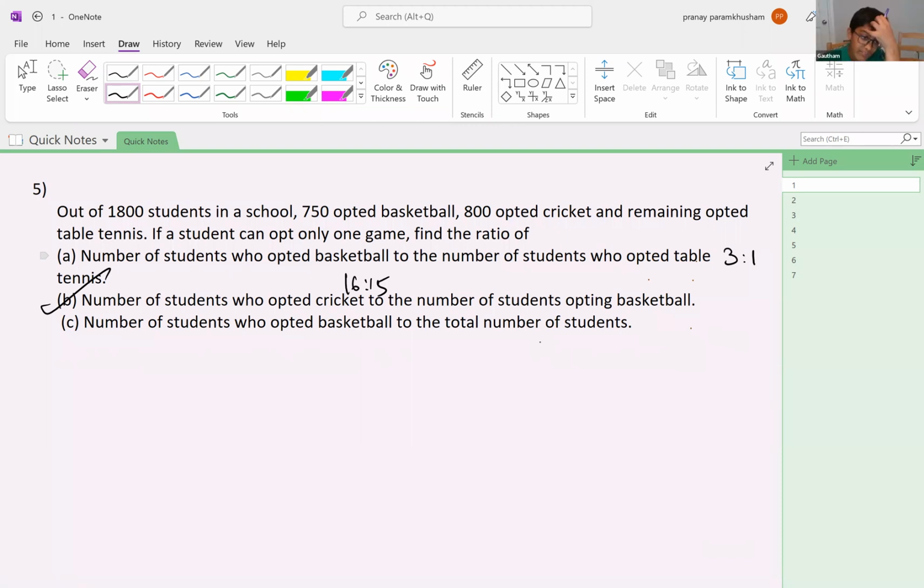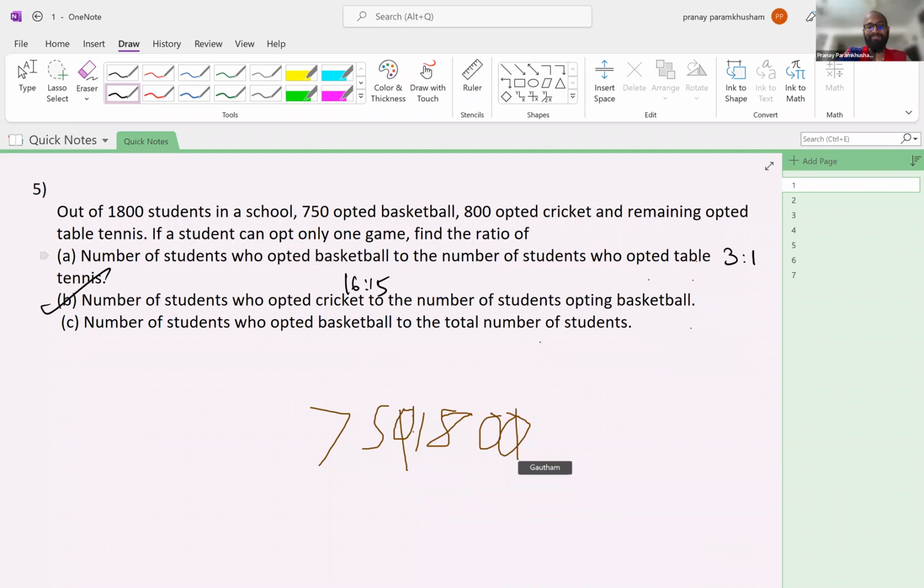Number of students who opted basketball to the total number of students, 750 to 1,800. I guess I could just cancel the zero. Yeah, you can. All right, the ratio is 5 to 12.